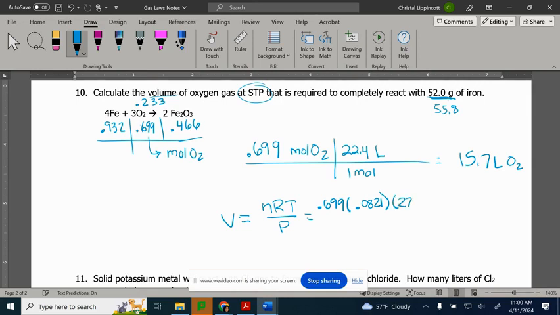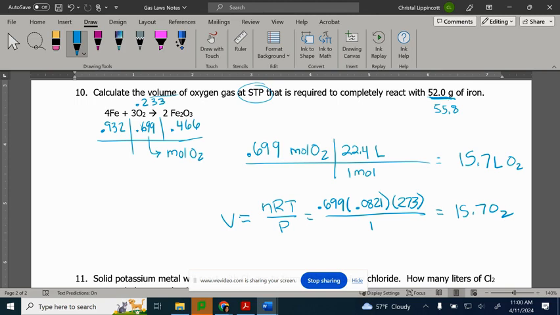My temperature is 273, and my pressure would be 1 atm. So when you solve all of that, you should come out with the same value for your answer, or within a heartbeat away. Yes?